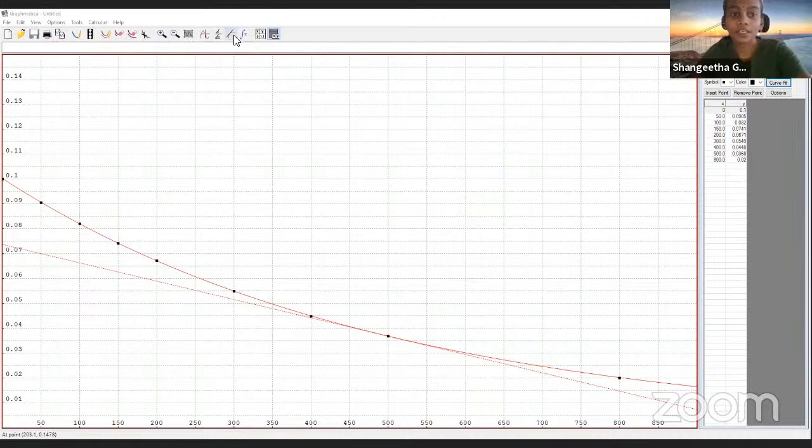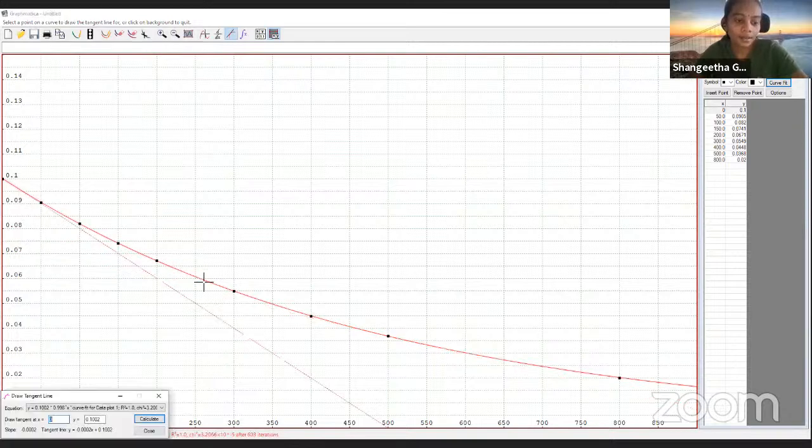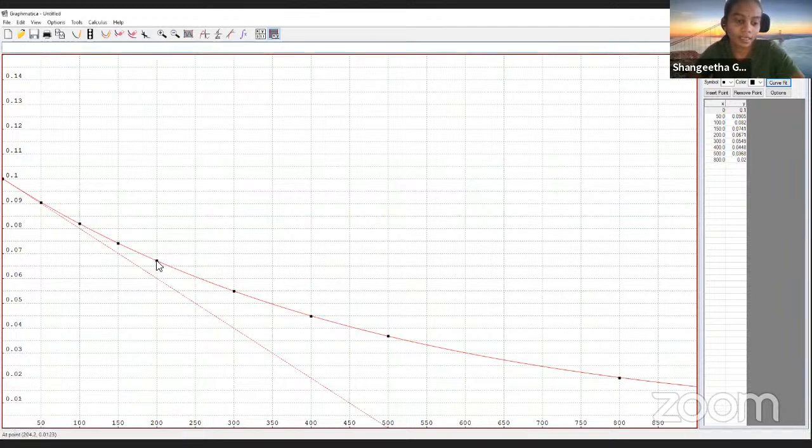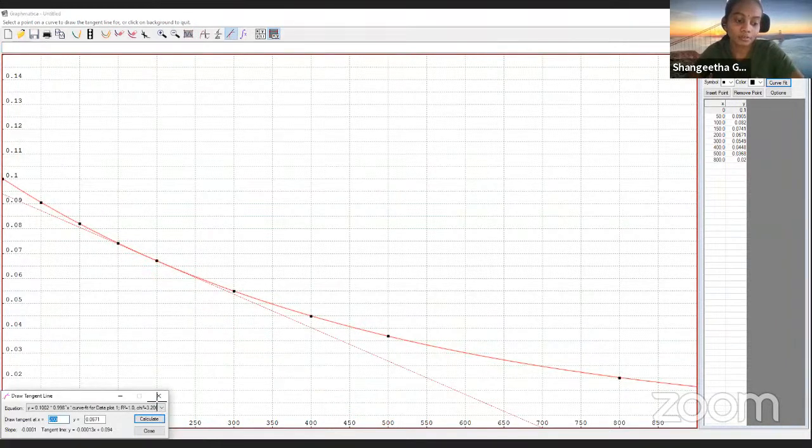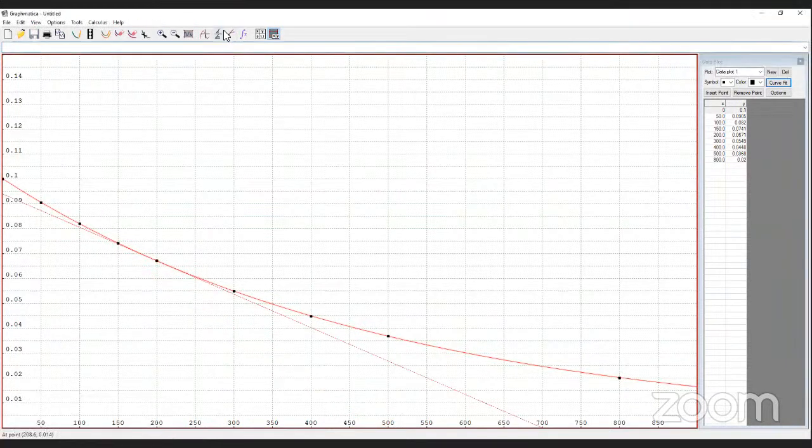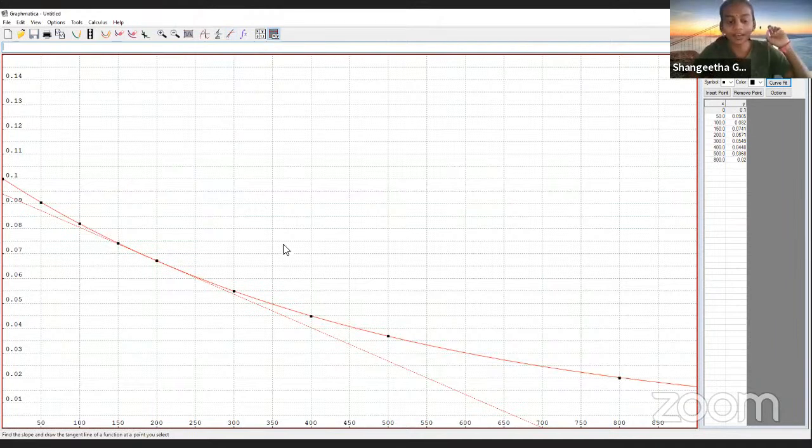So this is what gives you the tangent. When you click on it, you can click on any point, and it can give you the slope. So I can click at 200, then I click again, and click at 200, and then it can give me the slope. Oh, yes, I did, doctor. Okay, never mind, you don't have to show, but can you give me the value at 200?